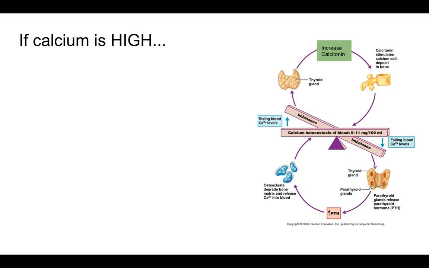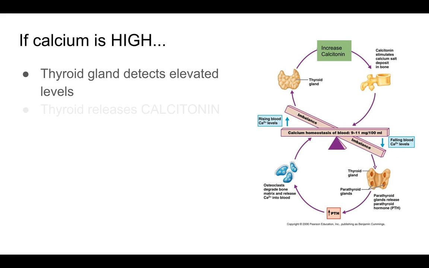All right, so let's take the top loop first. So what happens if calcium in your blood is high? It's higher than the sort of highest level here of the normal range, 11 milligrams per 100 milliliters. Well, the first thing to notice is that the thyroid gland is what is at play right here. So the thyroid gland will detect elevated blood calcium levels, and that gland will also release a hormone called calcitonin.